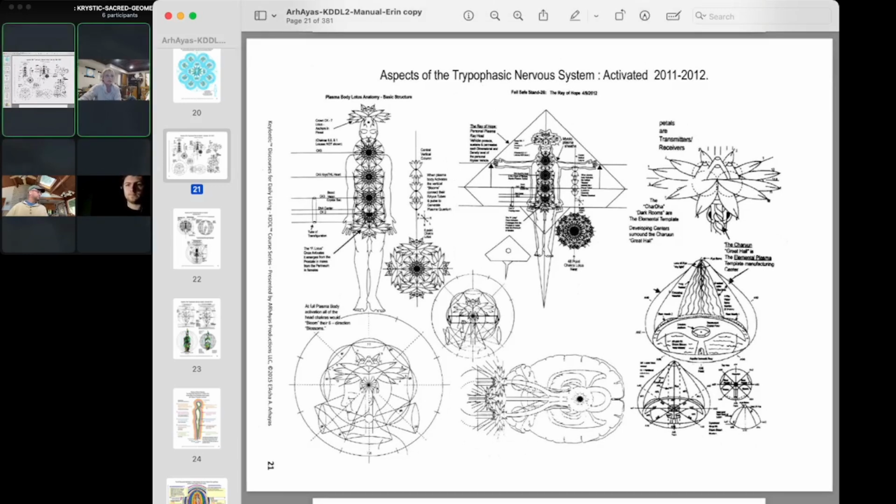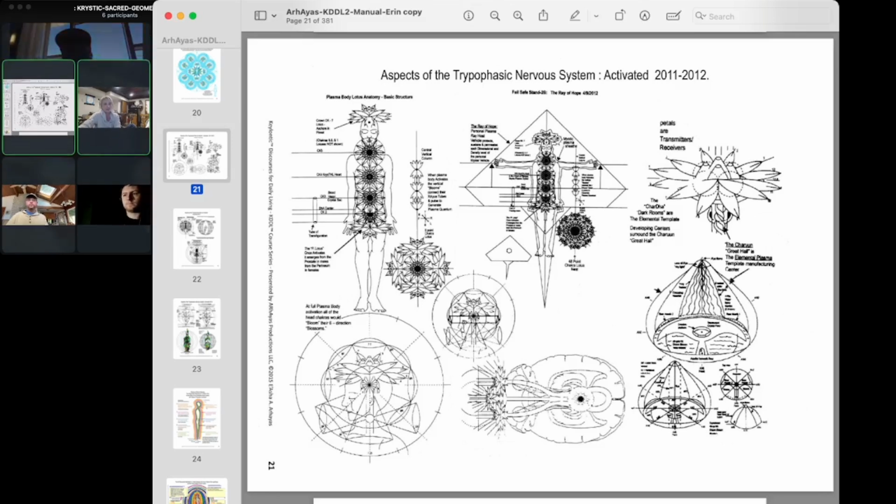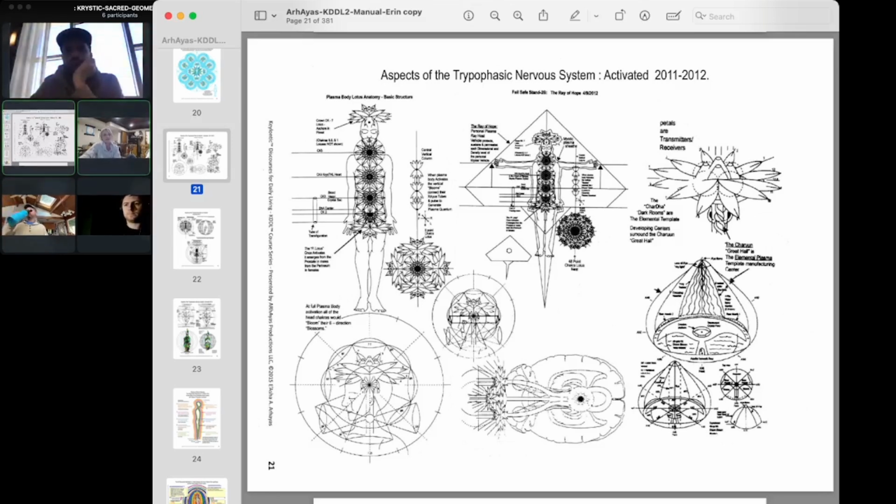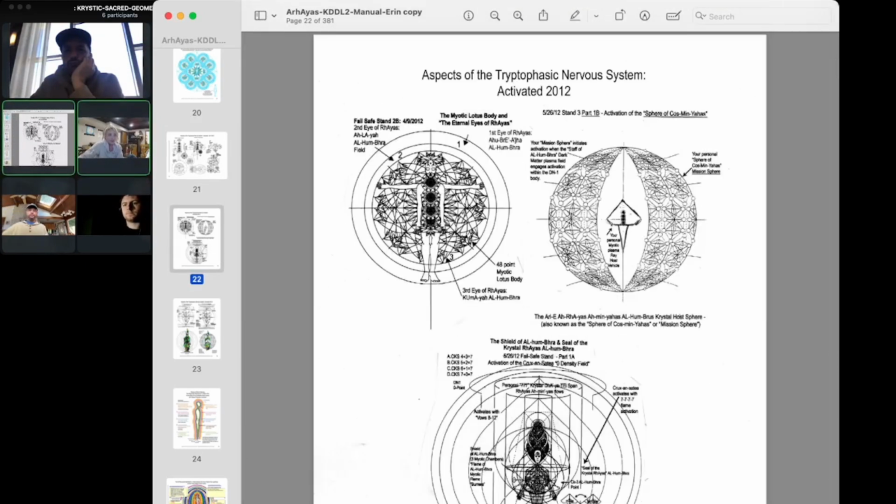This is called the tryptophasic nervous system. Our plasma body interfaces with our nervous system and our fascia. Let's go down here. Next, after the individual chakras activate, we start to get the whole field. This is the 48-point myotic lotus body, it's called. The myotic plasmas are the sound-based plasmas, and we get this lotus structure that forms in our fields.